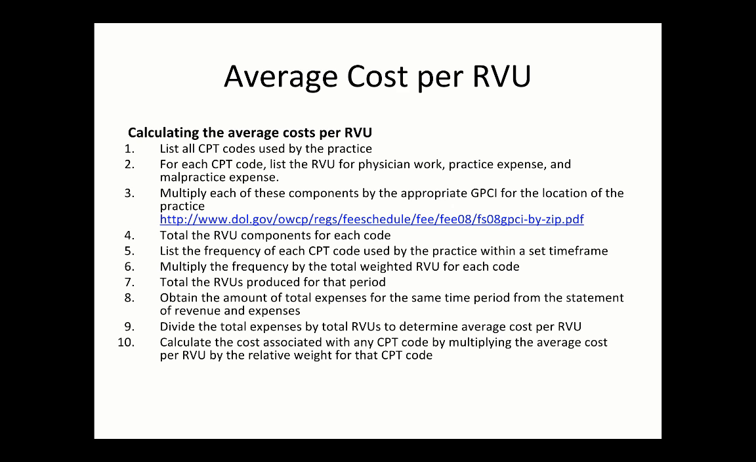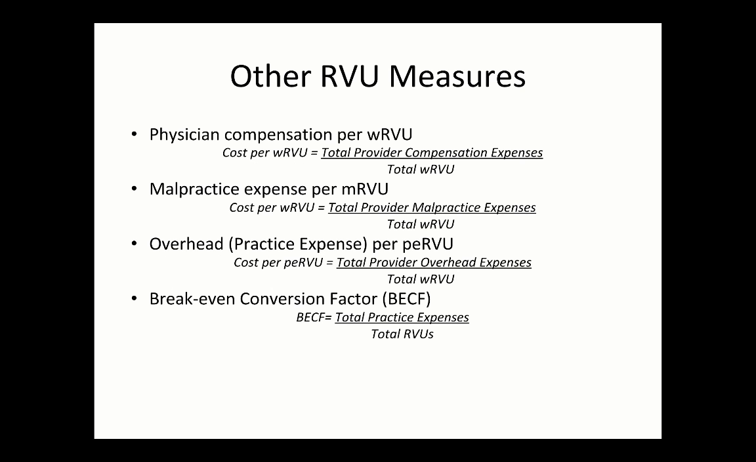In addition to the average cost per RVU, other measures can be compared to RVUs. These include physician compensation per work RVU, which shows how much a practice pays the provider staff, malpractice expense per MRVU, which shows the cost of malpractice insurance coverage per RVU that is produced, and overhead per PE RVU, which shows the practice's expenses per RVU. The break-even conversion factor is the same as the average cost per RVU.